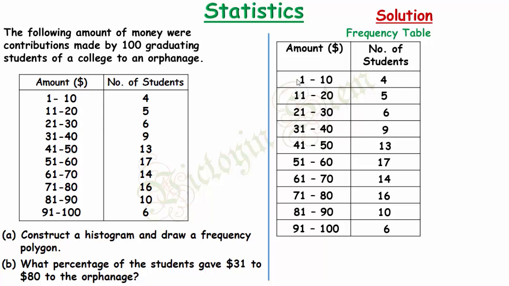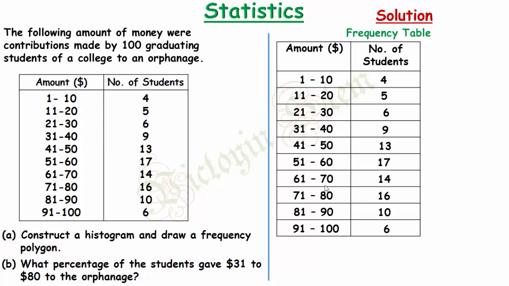The value I have here, 1 to 10, this one is known as the lower class limit of the first class, or simply put, lower limit of the first class. 10 here represents the upper limit of the first class, or the upper class limit of the first class. 11 represents the lower class limit of the second class. 20 signifies the upper class limit of the second class. 21 signifies the lower class limit of the third class, and 30 signifies the upper class limit of the third class.